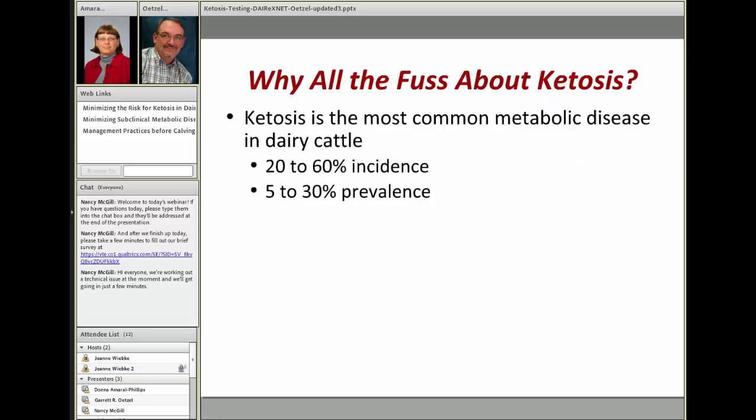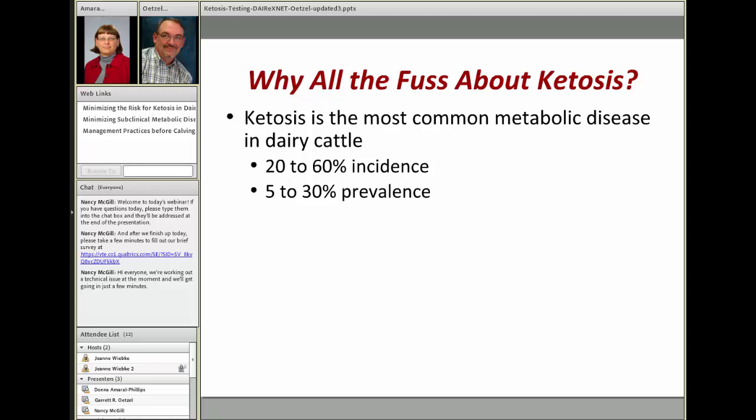So why all the fuss about ketosis? Haven't we known about this disease for a while? Sure. It is the most common metabolic disease in dairy cattle, so that would be the first thing. We'd be looking at an incidence of 20 to 60% in our cows, or a prevalence of about 5 to 30% in the cattle. And right there, I introduced a couple of terms which are really important: incidence and prevalence.